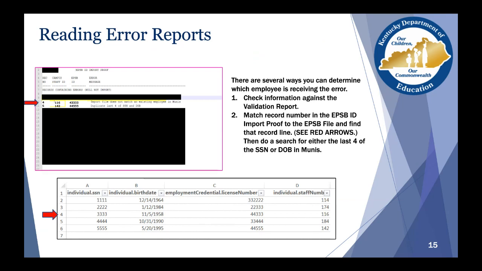And if you look at the red arrows, you'll see that on the ID import proof, it's record 4. If you match that up with the actual import file, you will see that 4 is last 4 digits 3333. So you would simply go to Munis and do a search for the last 4 digits of the Social Security number and the birth date. That should give you the employee that's having the error message.